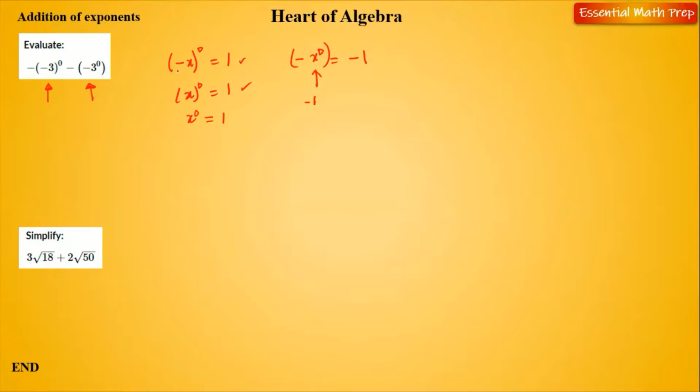Okay, now we know negative 3 raised to the power 0 is 1, and negative 3 where only the 3 is raised to the power 0 is negative 1. Now let's go ahead and substitute this whole thing with 1, which means the first part of the term is negative 1 times minus negative, and this whole thing is still -1.